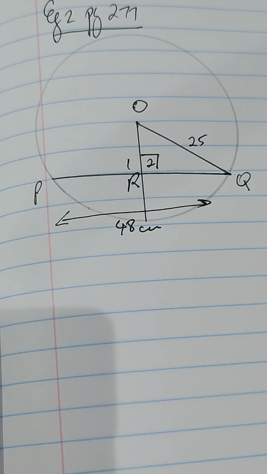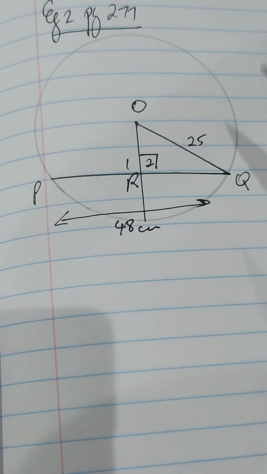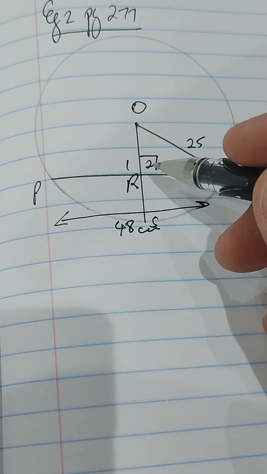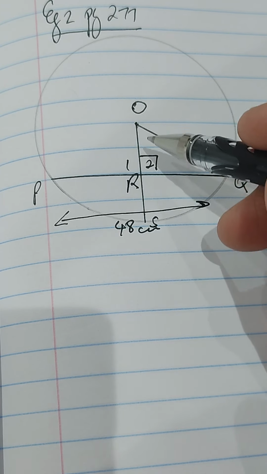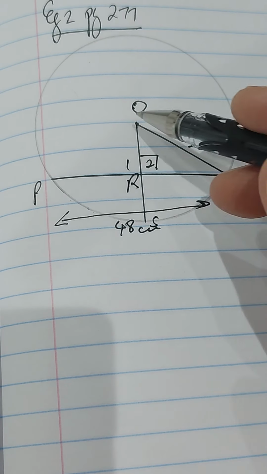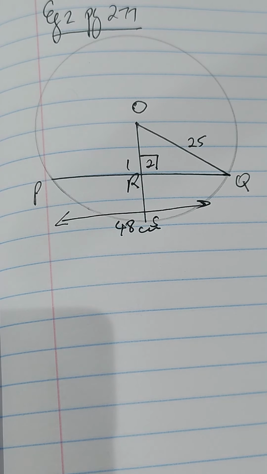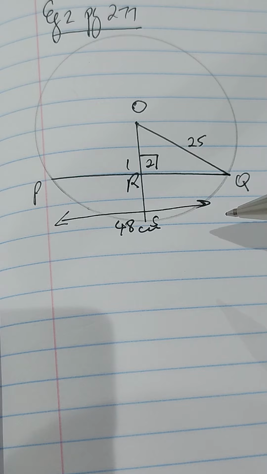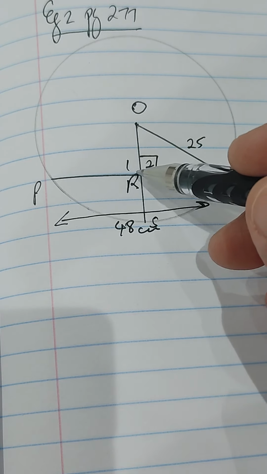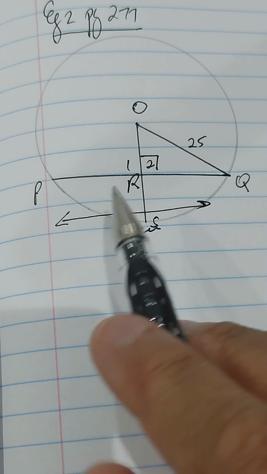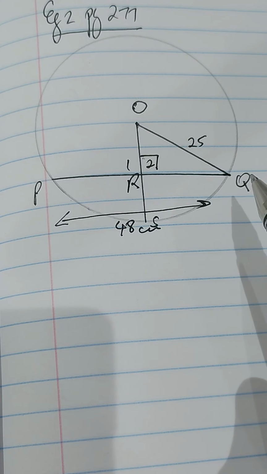Okay, in example 2 on page 277, we are given that PQ is a chord of circle center O. The radius OS is perpendicular to PQ. So if OS is perpendicular to PQ, we know that that angle is going to be 90 degrees, as indicated in the diagram as well. Then, if R2 is 90 or R1 is 90, we know that PR is equal to RQ. Why? Because perpendicular from center to chord bisects the chord.